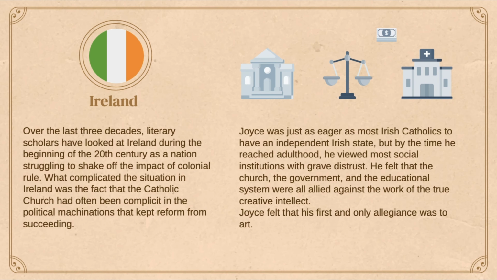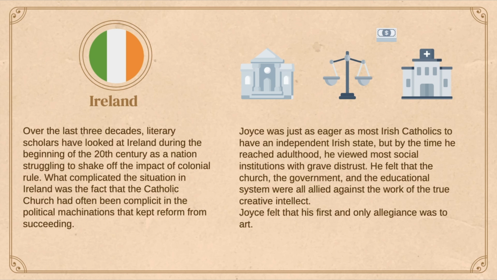Now, the context within which Joyce was writing is important, because at the beginning of the 20th century, Ireland was a nation that was struggling to shake off the impact of colonial rule. And what complicated the situation in Ireland was the fact that the Catholic Church was very powerful and had often been complicit in the political schemes that kept reform from succeeding. Now, when Joyce came of age in the early years of the 20th century, he certainly could have joined what became known as the Irish literary revival, but he chose not to do so.